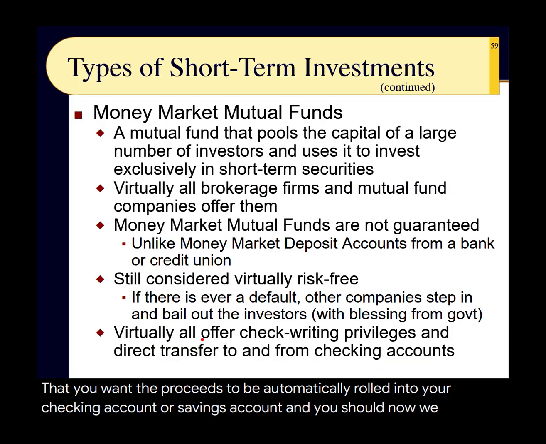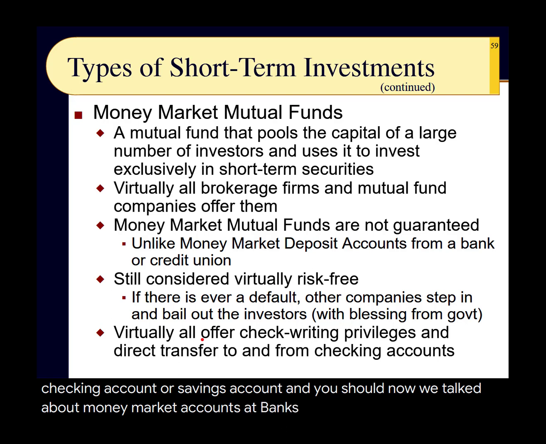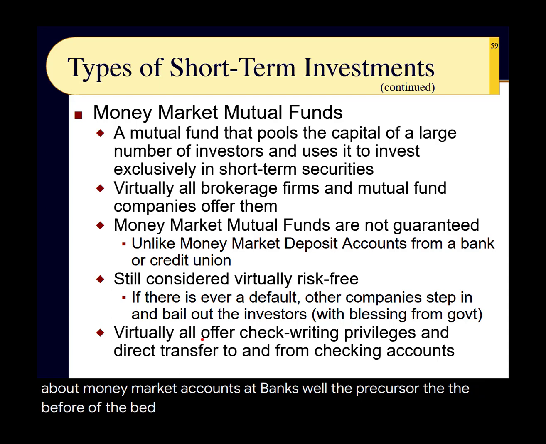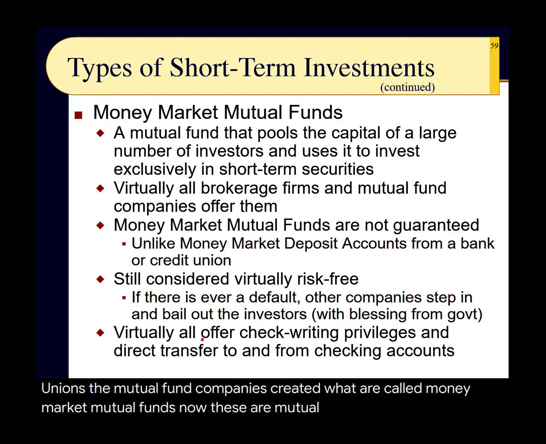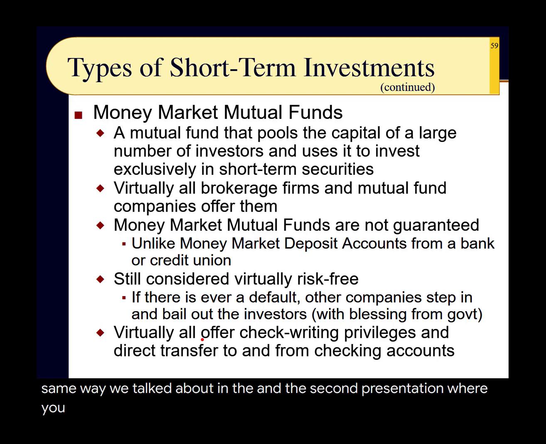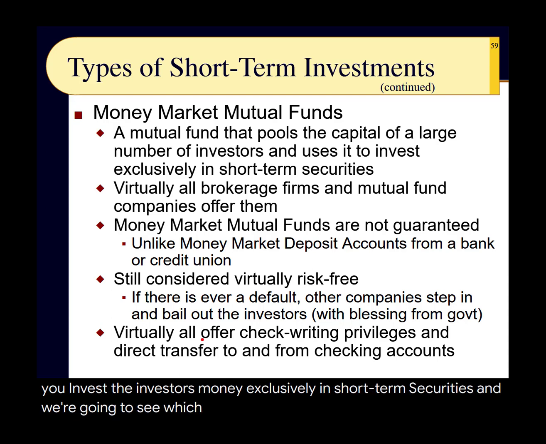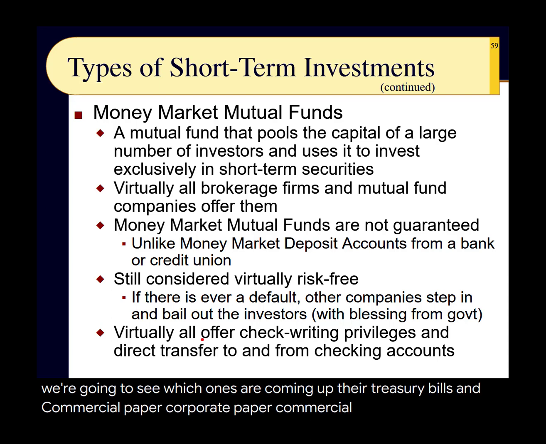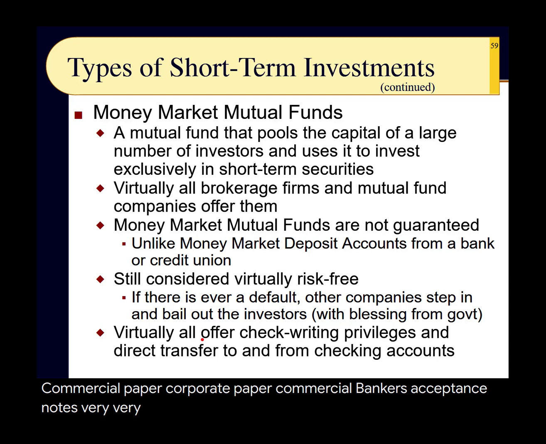Now, we talked about money market accounts at banks. Well, the precursor, before the money market accounts showed up at banks and credit unions, the mutual fund companies created what are called money market mutual funds. Now, these are mutual funds, so they work the same way we talked about in the second presentation, where you pool your money together, but they invest the investors' money exclusively in short-term securities. And we're going to see which ones are coming up. They're treasury bills and commercial paper, corporate paper, commercial bankers' acceptance notes. Very, very safe.